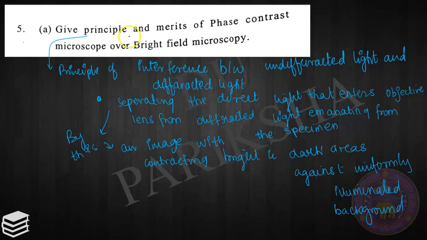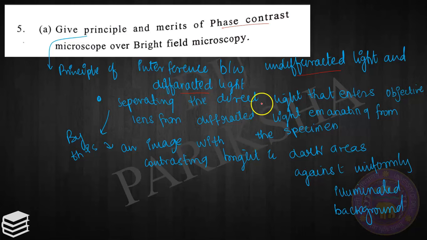Now let's see the fifth question. First part, A part: give the principle and merits of phase contrast microscopy over bright field microscopy. So the principle of the phase contrast microscope is based on the interference between undiffracted light and diffracted light. Undiffracted light is the light that passes through the specimen without change, and diffracted light is the light that slows down or shifts phase slightly due to passing through structures in the specimen.